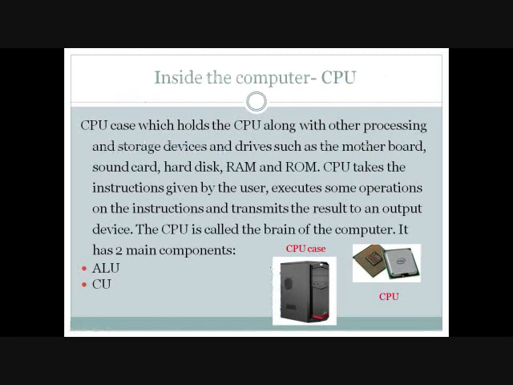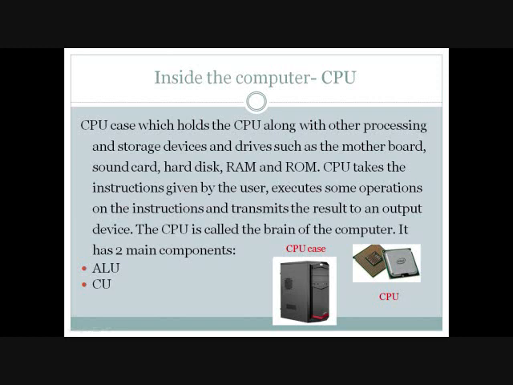Now we will see what is inside the CPU. A CPU case holds the CPU along with the other processing and storage devices and drives such as motherboard, sound card, hard disk, RAM and ROM. The CPU takes the instructions given by the user, executes some operations on the instructions and transmits the result to an output device. All the processing is done inside the CPU and then the result is produced in the output devices.